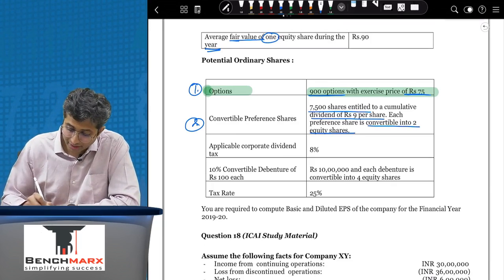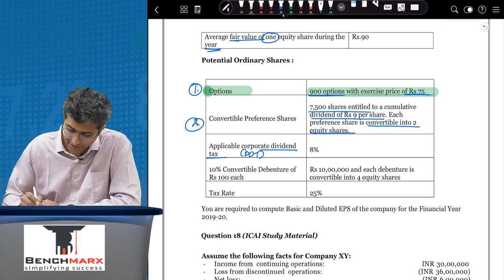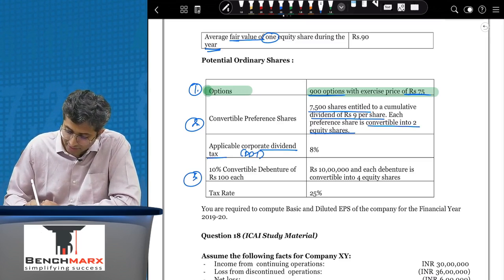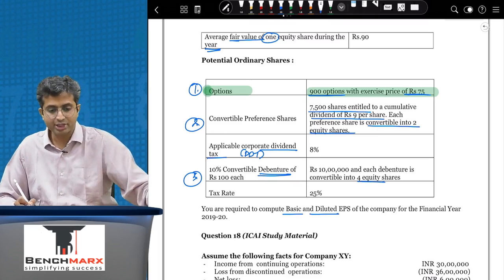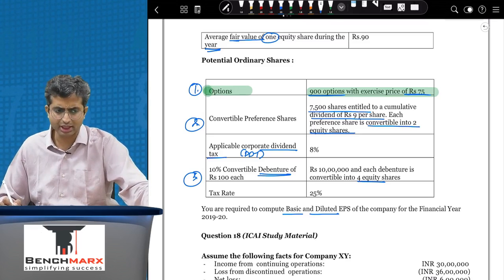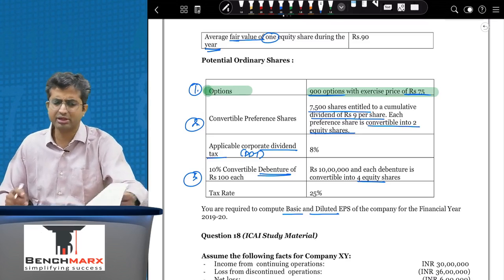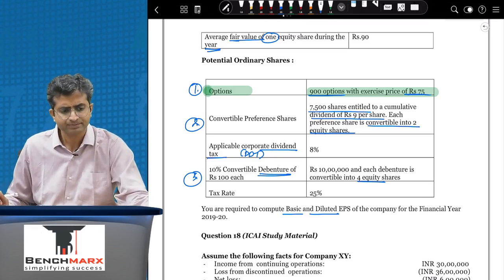Okay, applicable corporate dividend tax. So this is DDT given in the question. It is now abolished, but nevertheless, if it comes, you should be aware how to solve it. And then there are convertible debentures of rupees 100 each. These are 10 lakh rupees, where each debenture is convertible into 4 equity shares. The tax rate is given to you. You are required to compute the basic as well as the diluted EPS for the company for the financial year 2019-20. So this is a fairly interesting as well as important question. Please go through the question once.